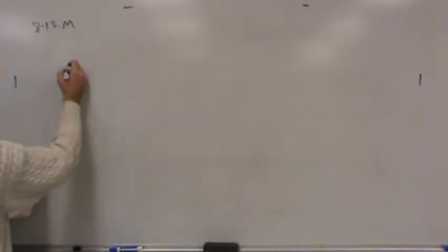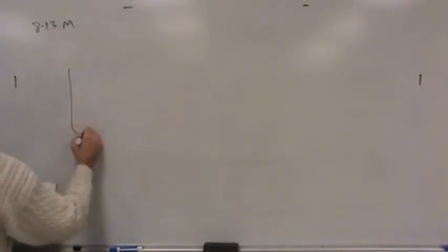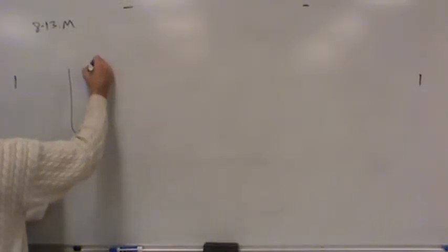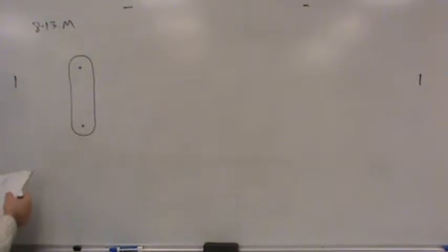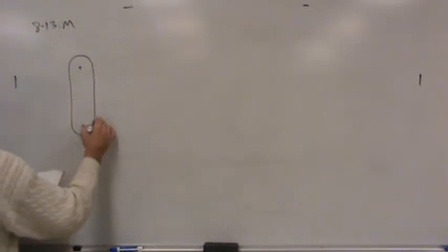This is problem 8-13M. It's on page 444. Let me copy down the cross-sectional area. I chose this one because it's more than just rectangles. There are some, I don't want to say hemispheres, but half circles at either end.